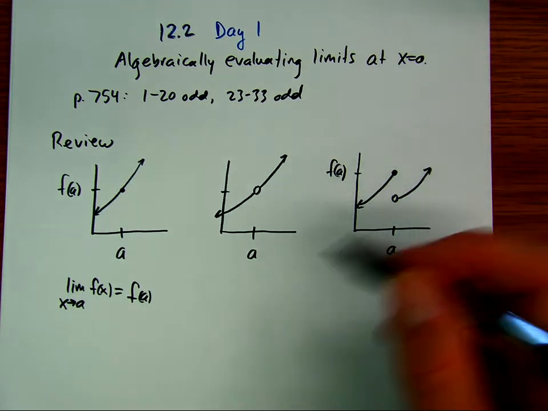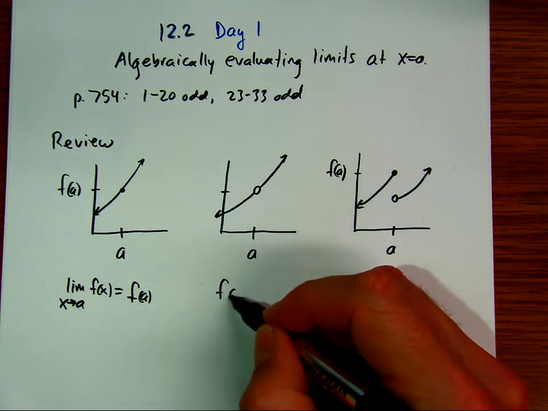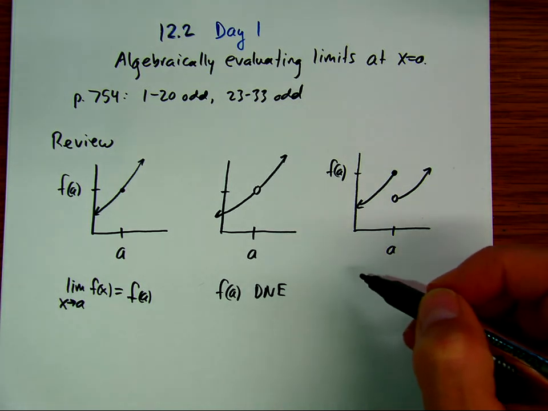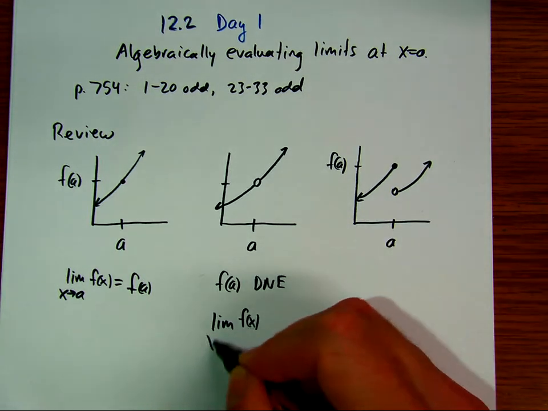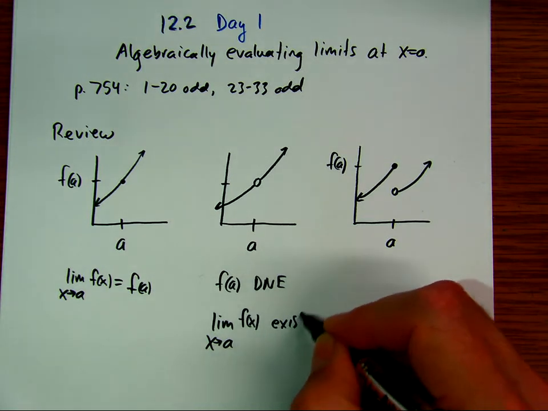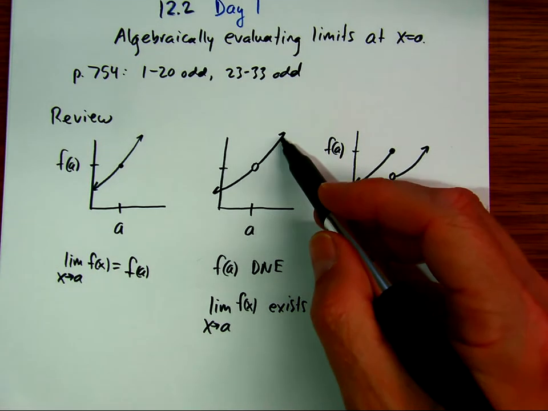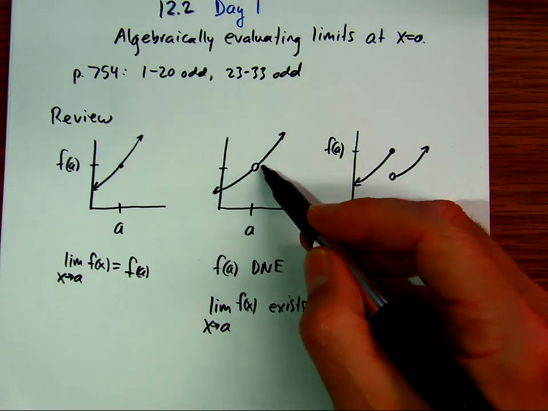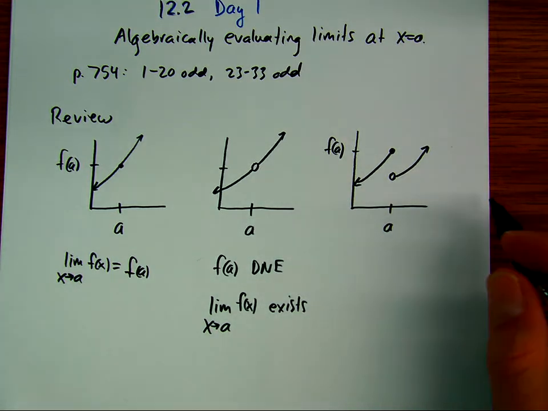In this problem, f of a does not exist, but the limit of f as x goes to a exists. So the limit is just looking at what value is being approached, and it's approaching this y value from both sides. So the limit exists, but the function does not exist.